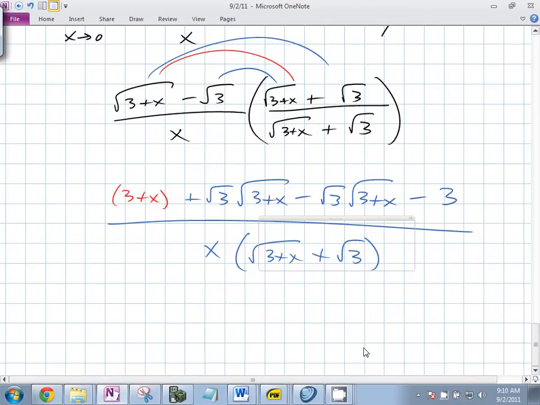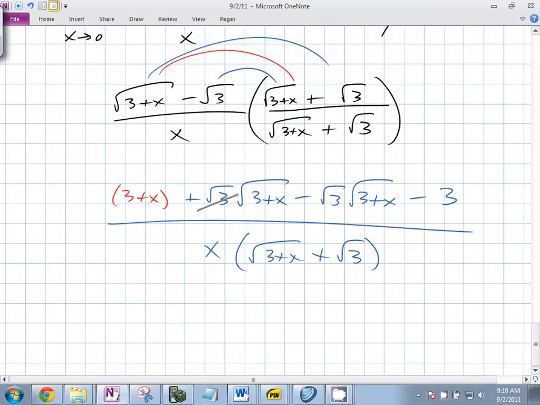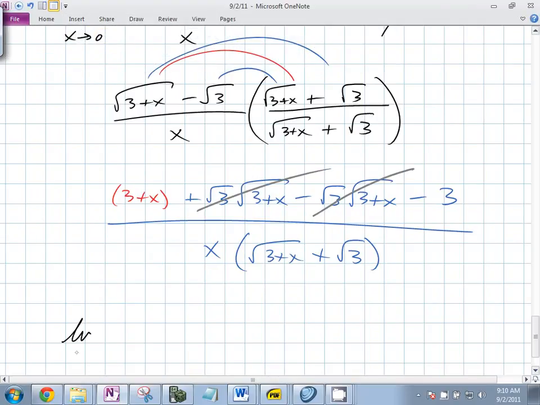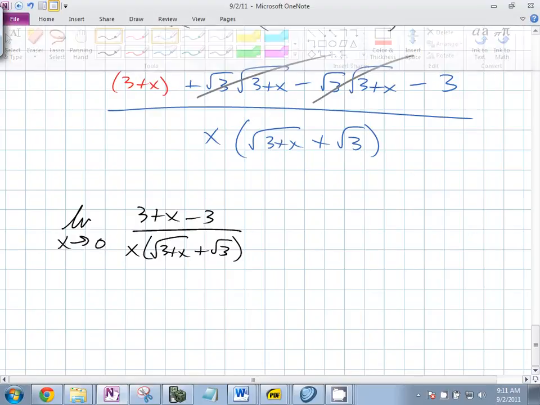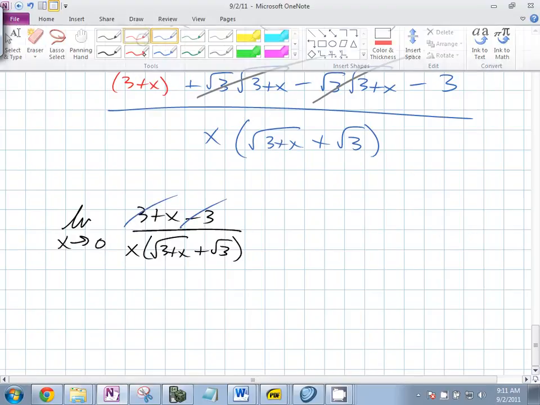What cancels? The middle two. Yeah, it's the two middle terms. Boom and boom. So what are we left with? We're now left with this limit. The limit as x goes to what? 0. The limit as x goes to 0 of 3 plus x minus 3 over x times root 3 plus x plus root 3, right? What cancels in the numerator? The 3's. And then what cancels now? The x's.